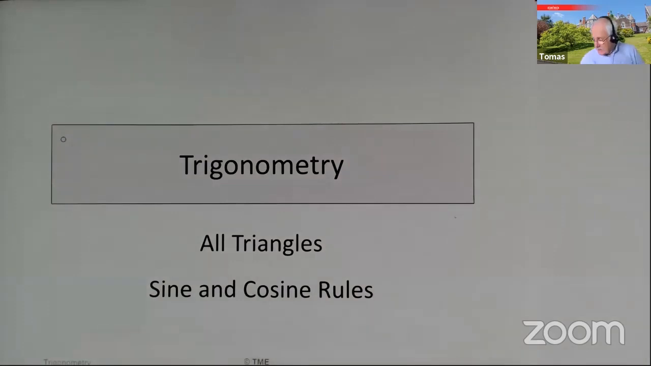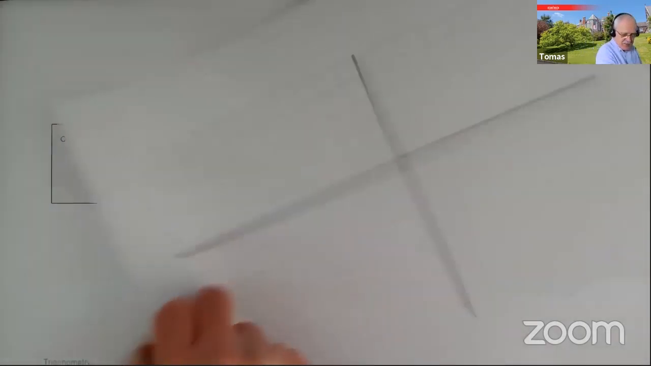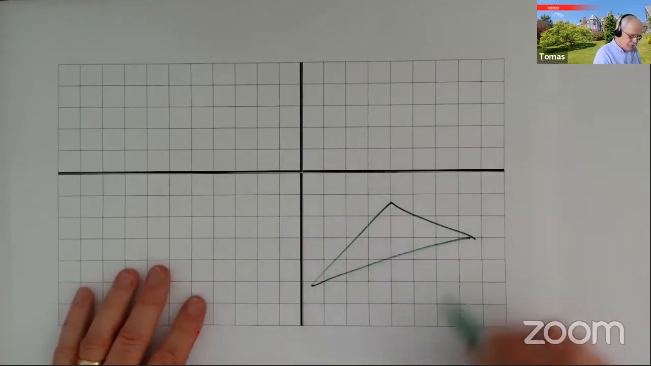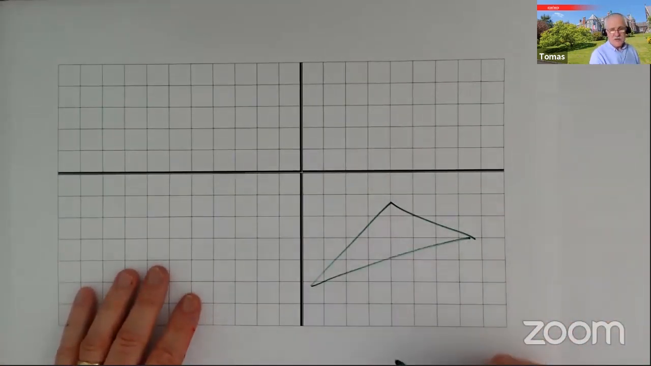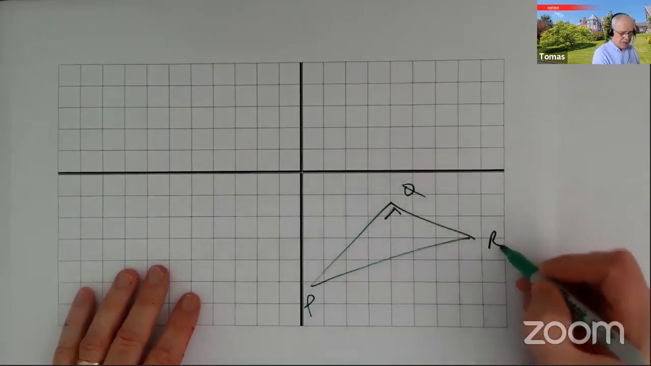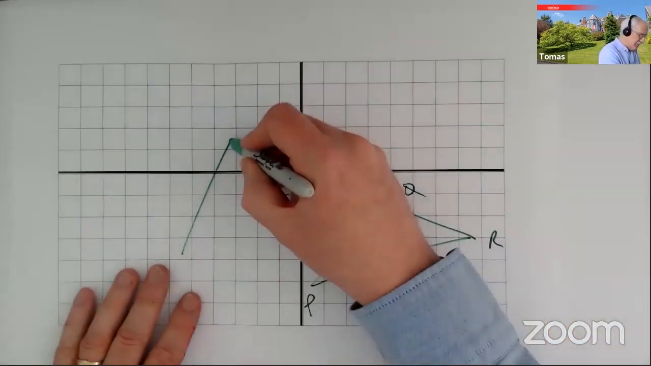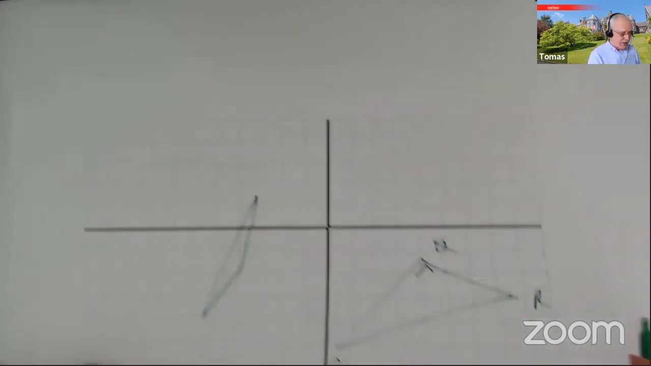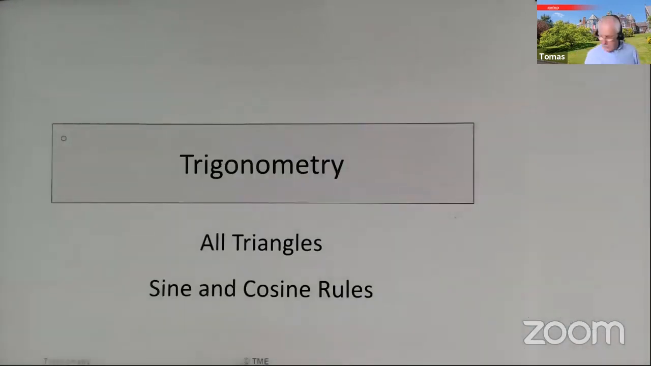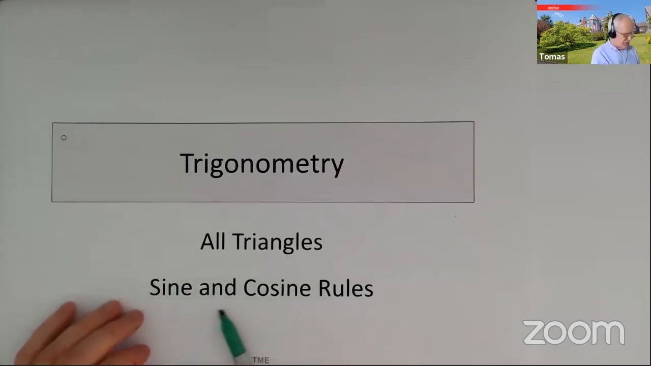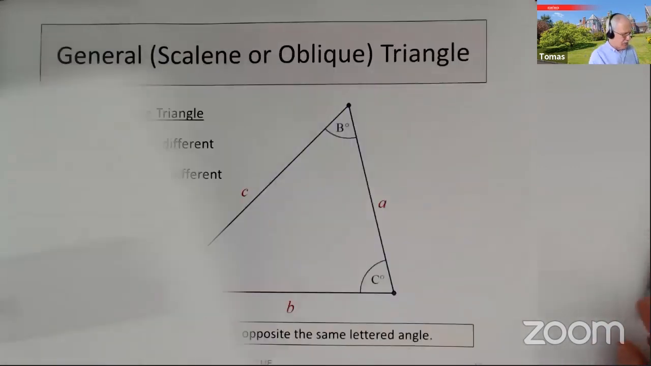It'll be very easy in the exam to see this. If you see a triangle and it looks like this, you'll be told if it's a right angle. If it's a right angle, there'll be a marker there and it'll say PQR is a right angle triangle. If they don't tell you that, assume it's not a right angle triangle unless they tell you. So this is all triangles, sine and cosine rules.